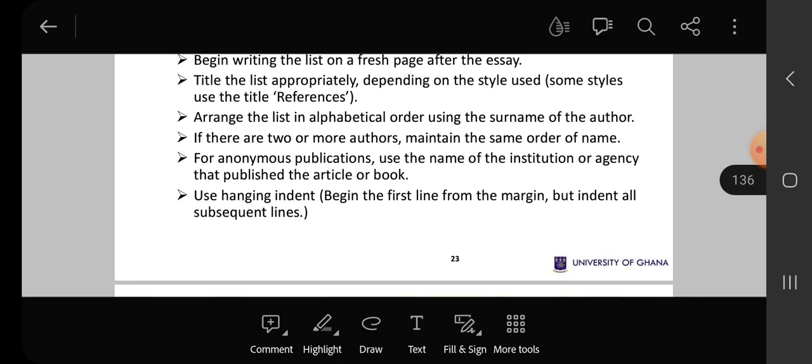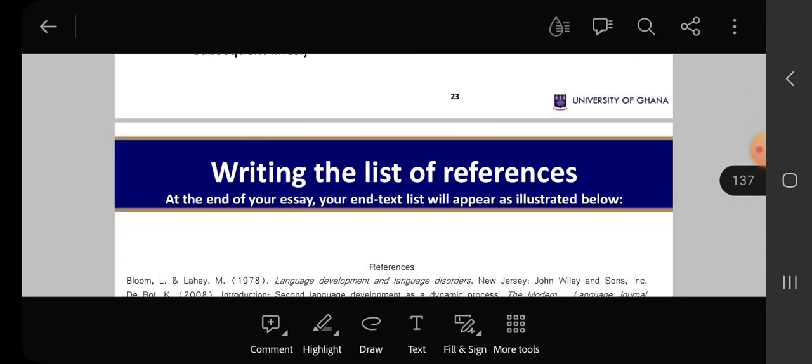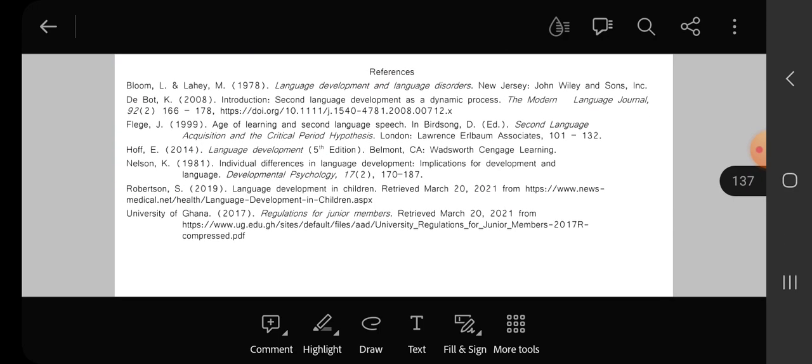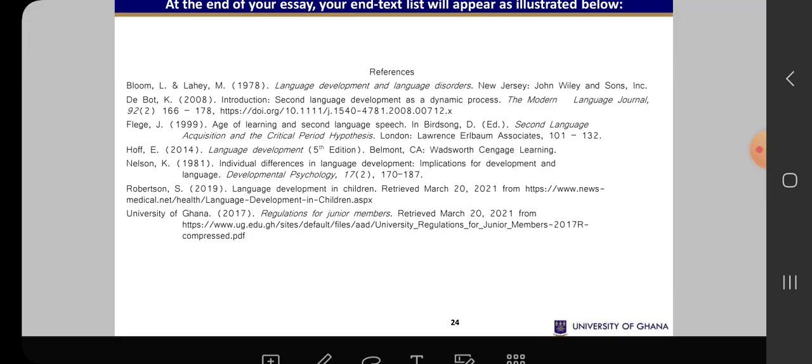And also use hanging indent. That is, begin the first line from the margin, but indent all subsequent lines. So this is it. You look at this one, you see we started with Bloom, then from B to F to H to N to R to U, University of Ghana. You see how we have done it. It is just simple like that.